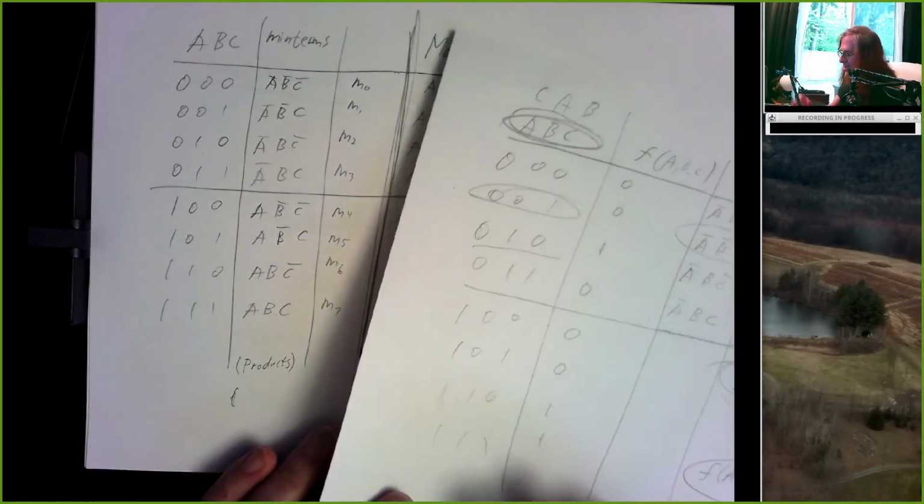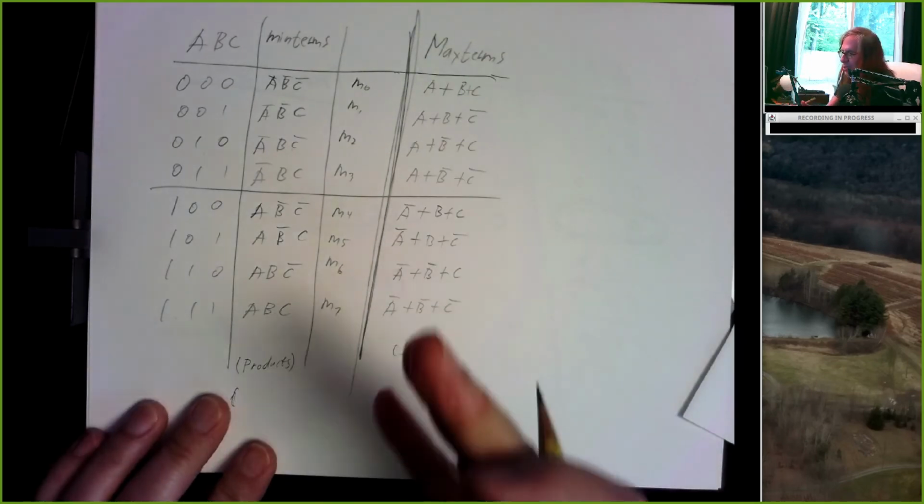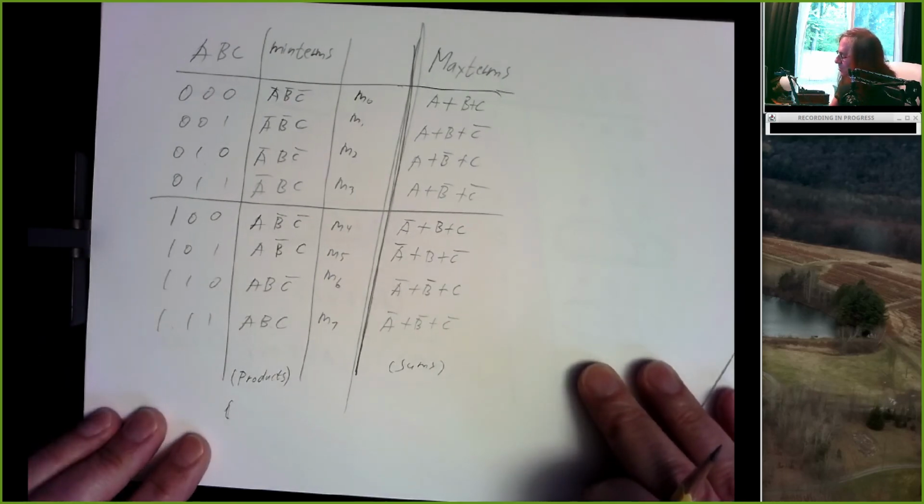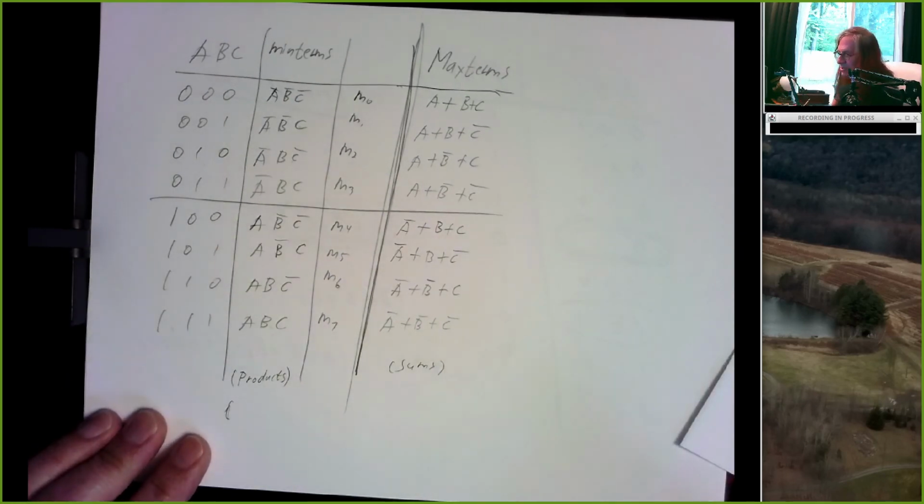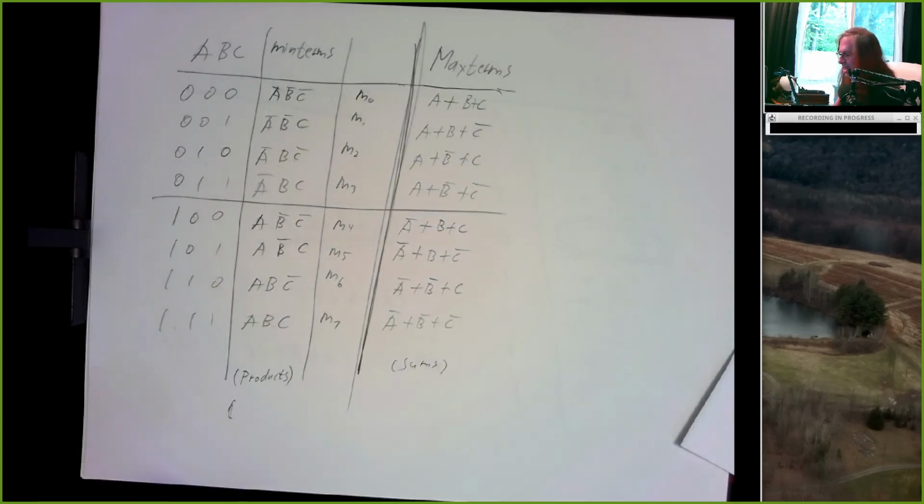And if we have any truth table, and we want to write the equation as a product of sums, all we do is find each point in the truth table where our output is a 0, write down the corresponding max term, and then we multiply those together.